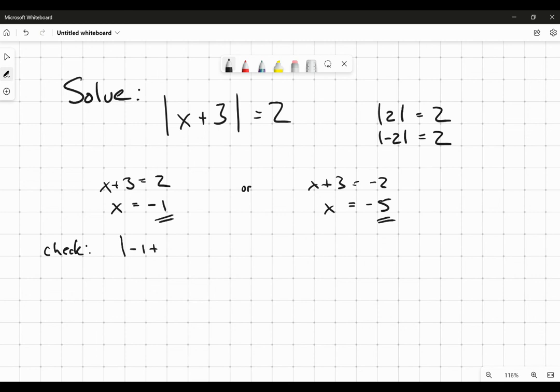If I go negative 1 plus 3, does that equal 2? Negative 1 plus 3 is 2. And yep, that works. Left side equals right side. Here, I'm going to plug in that negative 5. So negative 5 plus 3, does that equal 2? Absolute value of negative 2, does that equal 2? And the answer is yes, it does. And so there you go. The answers are negative 1 and negative 5.